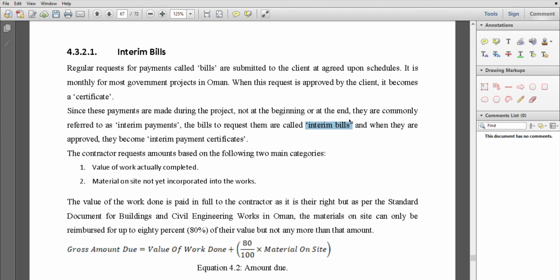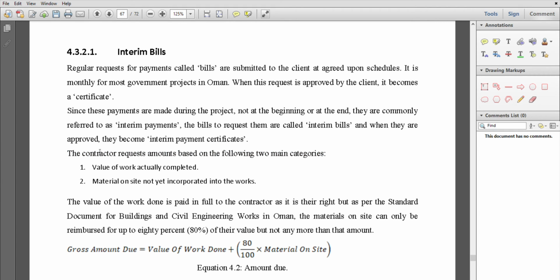So the interim bills, after they are certified or approved by the client, become a payment certificate. The interim bill will be a payment certificate after approvals from the client. And when they are approved, it becomes interim payment certificates, as we said. The contractor requests amounts based on the following two main categories.